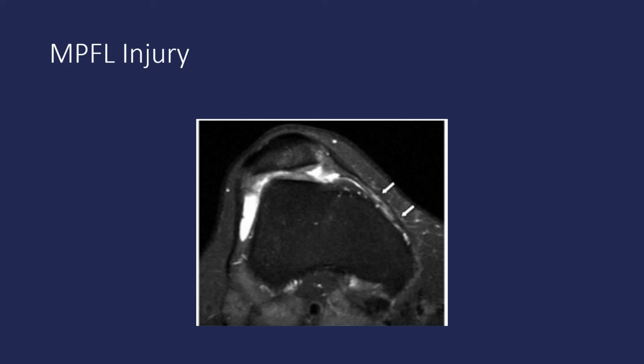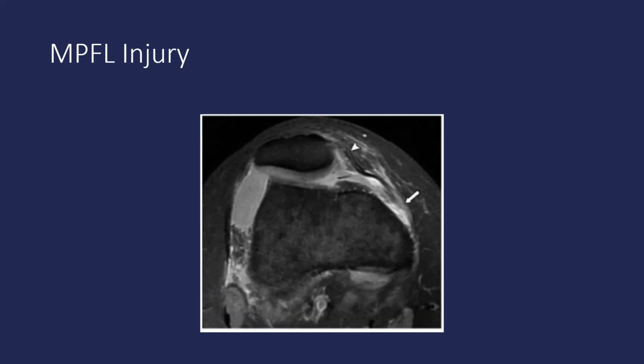This is a 24-year-old female patient who suffered a patellar instability episode. The white arrows indicate the area of MPFL disruption. Notice how the ligament fibers appear irregular and are surrounded by edema along the femoral third. This is suggestive of a partial tear of the MPFL.